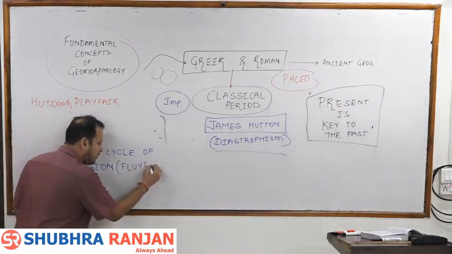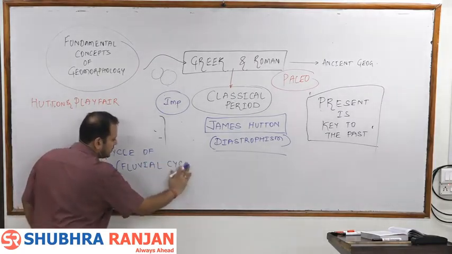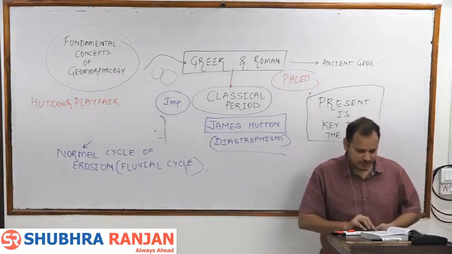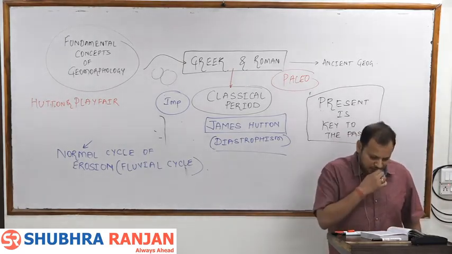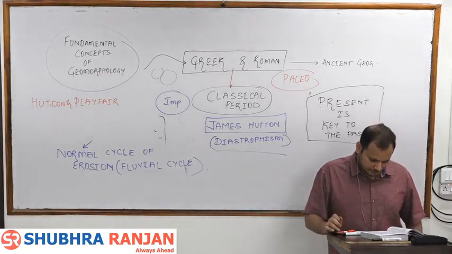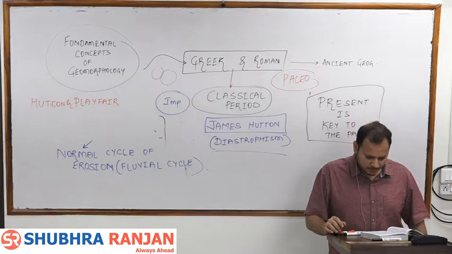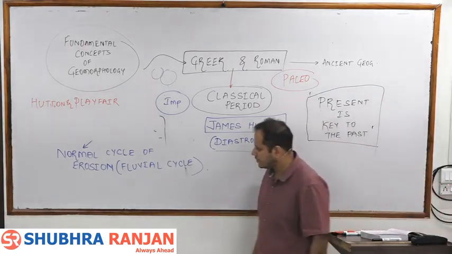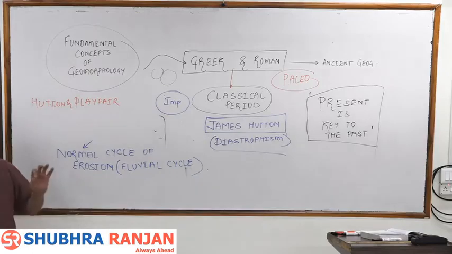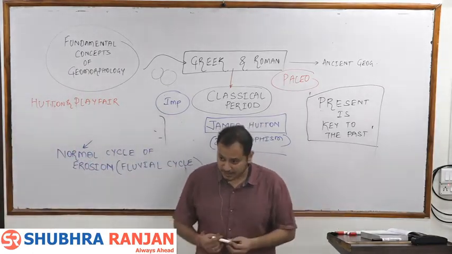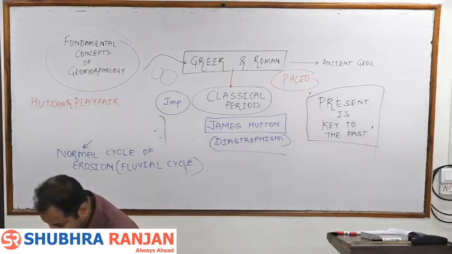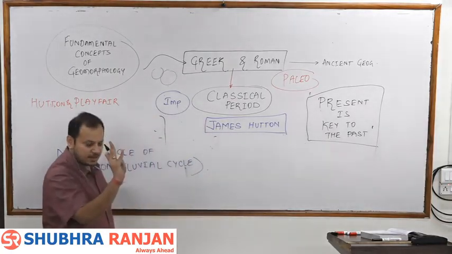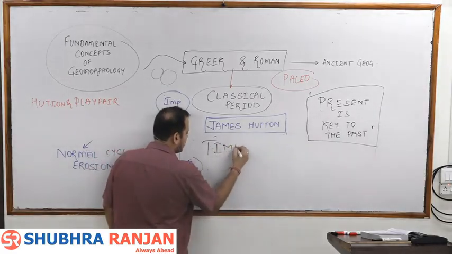So I will write its other name, fluvial cycle. Fluvial means made by the rivers. In which he criticized the overemphasis of Davis. Davis's famous statement: structure, process and time. But Davis gave the most importance to time.